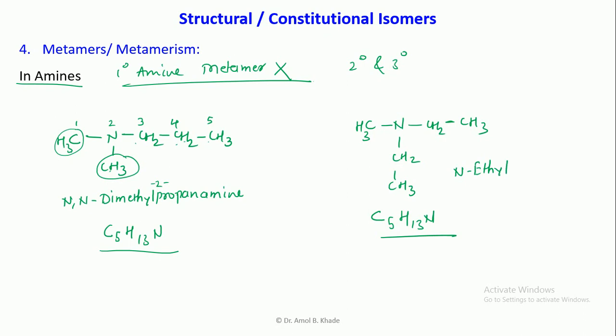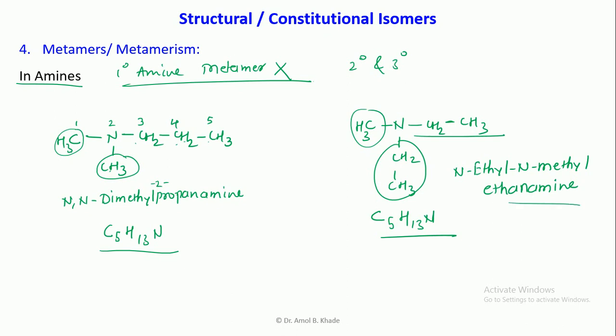So the name of this compound will be N-ethyl, N-methyl ethanamine. Alright, so I can say N,N-dimethyl propanamine and N-ethyl N-methyl ethanamine are the metamers of each other. It is also possible in this structure. You can see there is a double bond here, and there is a nitrogen and CH3 here. So what will be the name of this compound?